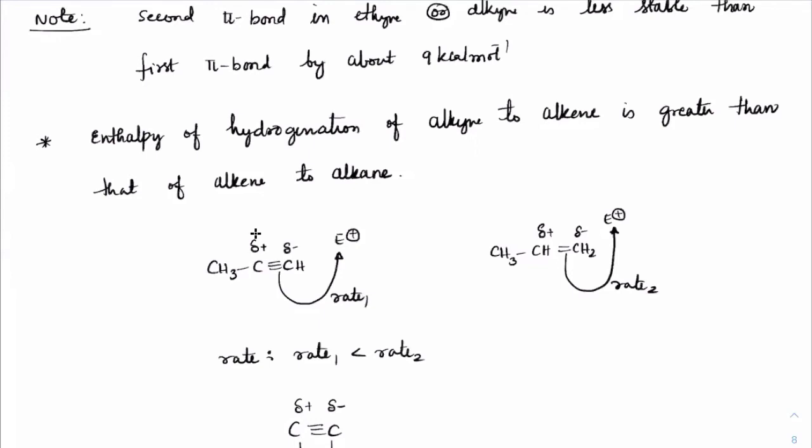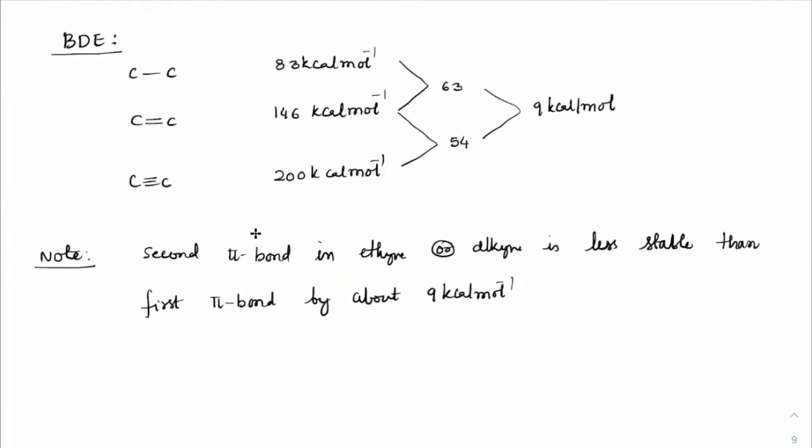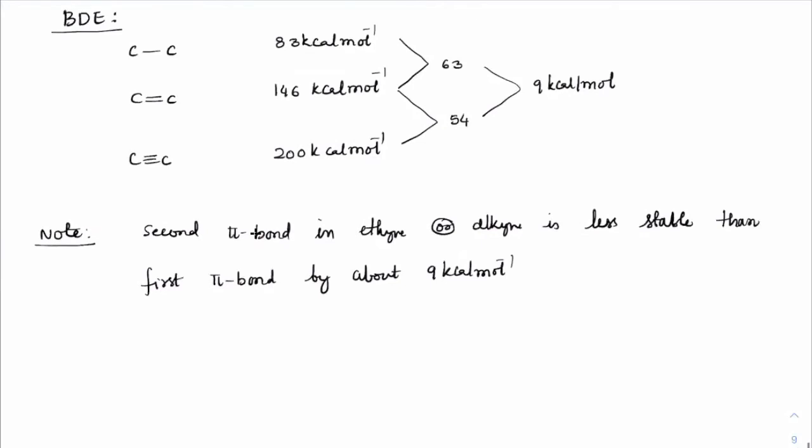Okay. While here in the second case, this carbon has sp2 character, and this carbon has sp2 character. So this does not have so much s character. So they would be ready to get polarized and accommodate the electrophile. Now let us understand how it behaves in the case of hydrogen addition.